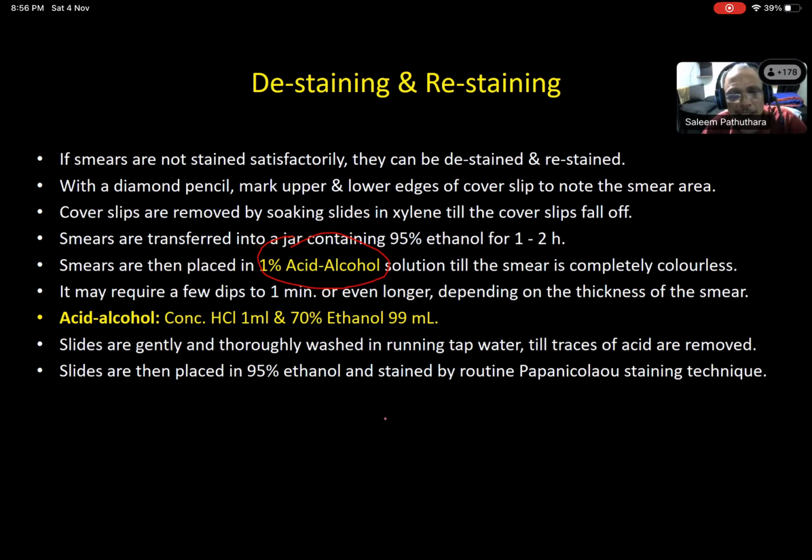So completely destain and wash in water. Then again put the smear in fixative solution and restain. This can give the proper staining again next time.